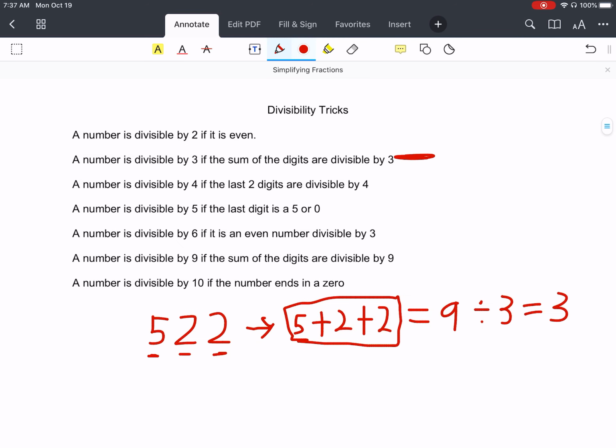If we have a number like 634, well, if we add up 6 plus 3 plus 4, that equals 13. And we cannot divide 13 evenly by 3, so that means 634 is not divisible by 3. So the common numbers that we're looking for, of course, are 6, 9, 12, 15, 18. If the sum of your digits adds up to one of those, you can divide it by 3.